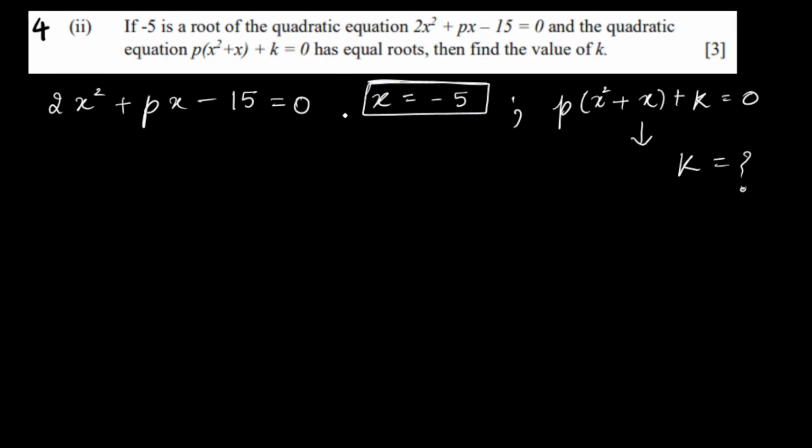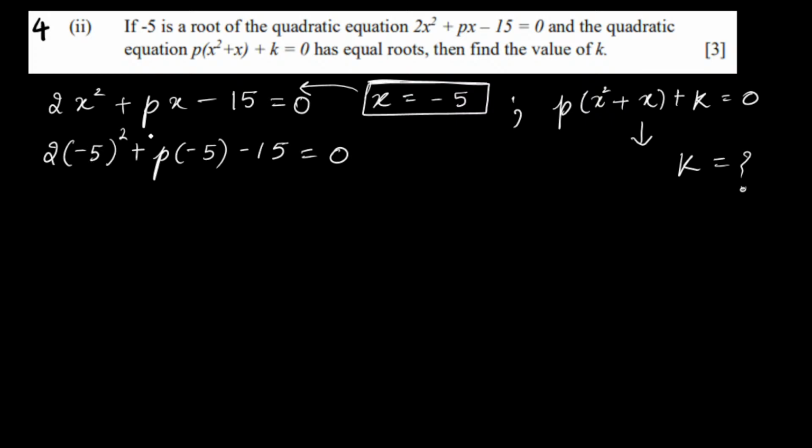First of all, we will find the value of p by using the first information, that x is equal to minus 5 is the root of this equation. We'll just substitute: 2 into minus 5 whole square plus p into minus 5 minus 15 is equal to 0. Why are we writing equal to 0? Because x is equal to minus 5 is the root of the equation. When you substitute this value of x, your equation will reduce to 0. So p is equal to 7. Okay, good. Yatin and Navya have given the answer.